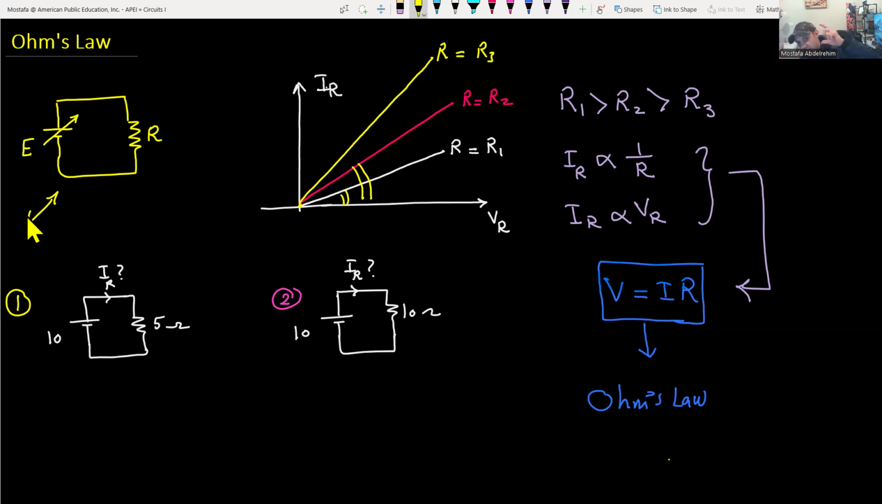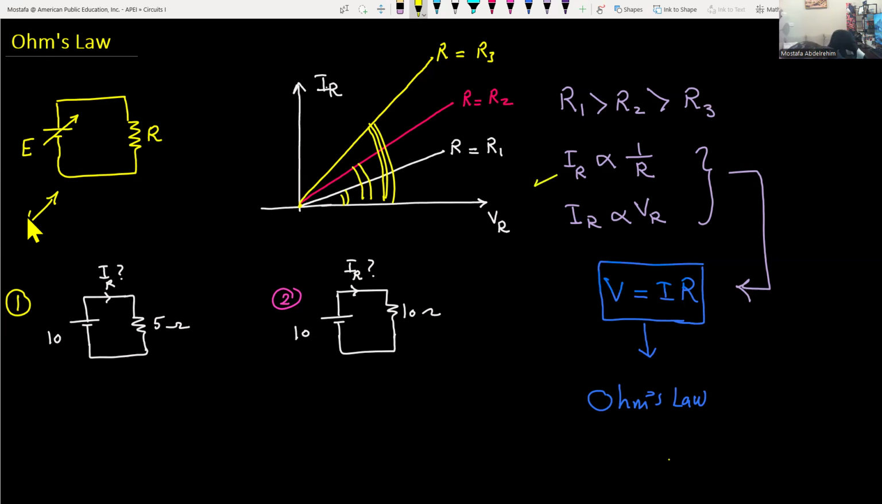Let's decrease the resistance more. We put R3, which is less than R2, and R2 is less than R1, so it is less than both. We redo the cycle, change the battery voltage 0, 1, 2, and each time measure the current. You're gonna have a much bigger slope now. So we can conclude all of that into relations.